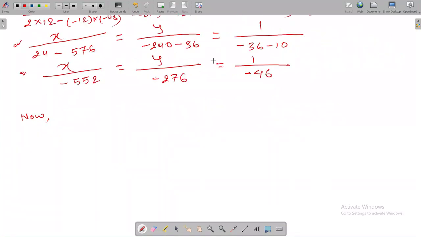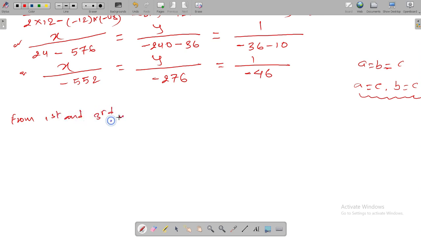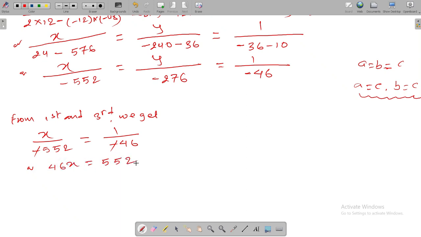This term, the first term, is equal to the second term, and the second term is equal to the third term. Here A is equal to B, B is equal to C. If A is equal to B is equal to C, then we can say A is also equal to C and B is also equal to C. So we are going to use the same logic over here. So from first and third, we get x divided by minus 552 is equal to 1 by minus 46. Here minus will be plus, and by cross multiplication 46x is equal to 552, or x is equal to 552 divided by 46. Therefore x is equal to 12.